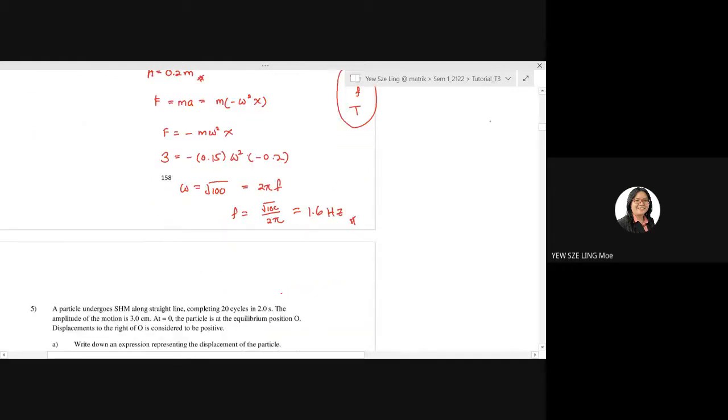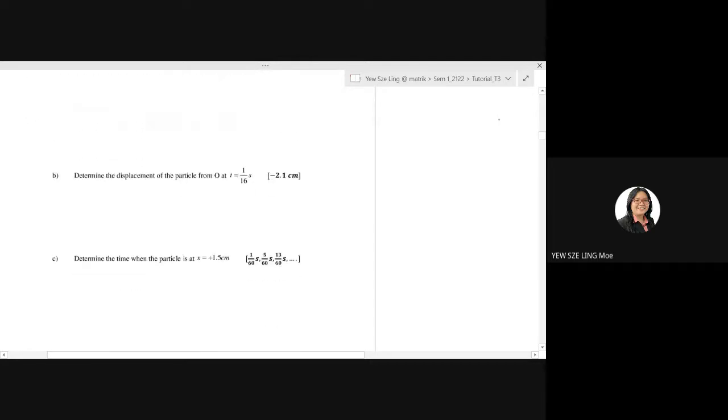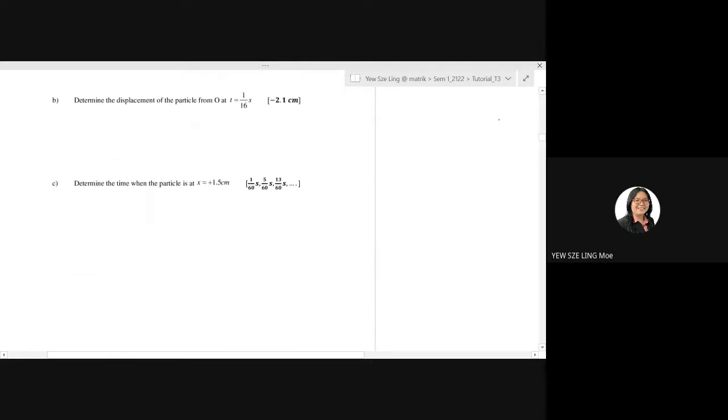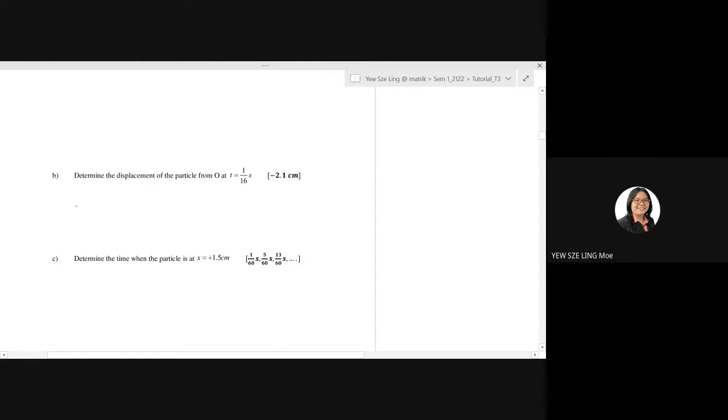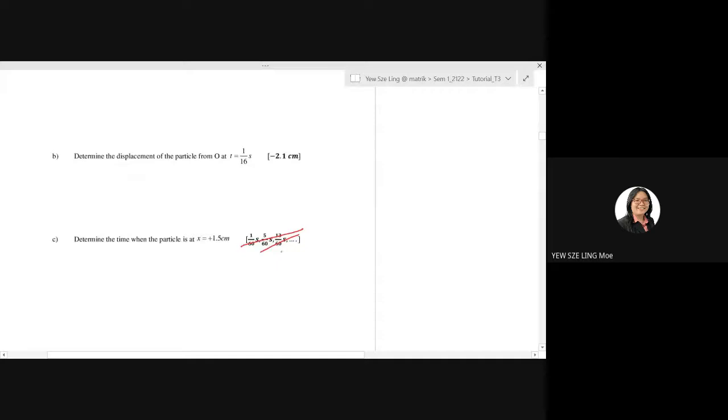All right, let us proceed to the next one. Question 5, I will skip it because it is the same as question 3. You can do it as a revision. But I think the answer here is wrong. The answer for question C is wrong, so don't look at this answer.